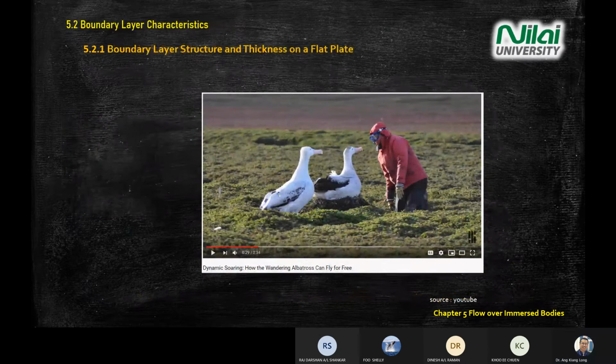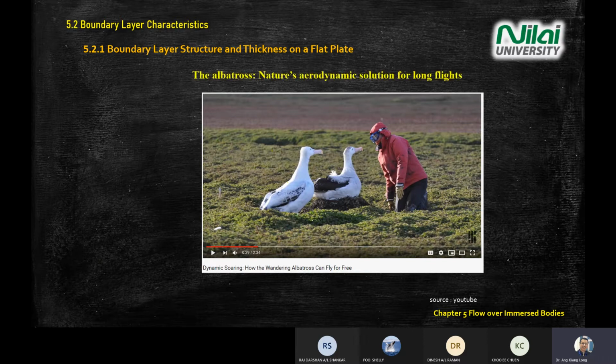Okay, so there's a video. This one explains how this big giant bird here, the name for this bird is albatross. So albatross, it can float in the air at a very low velocity. Okay, so you can go and view this video later on.